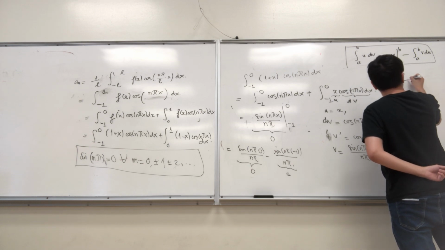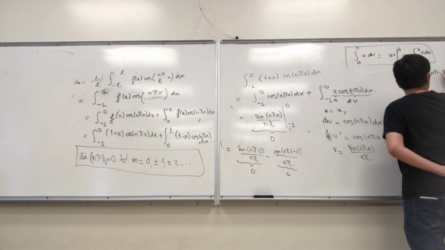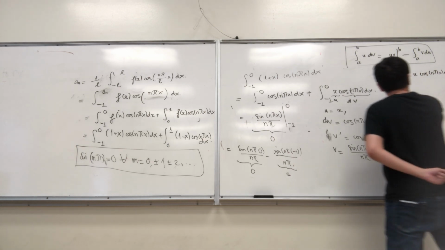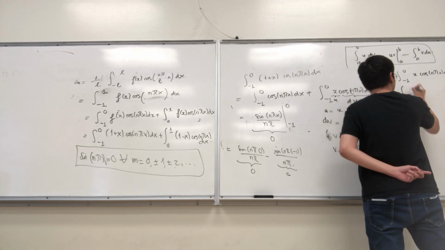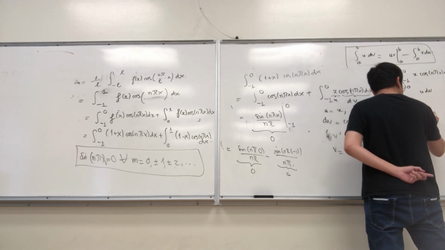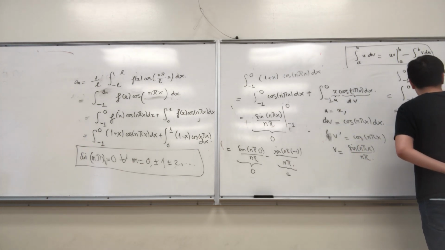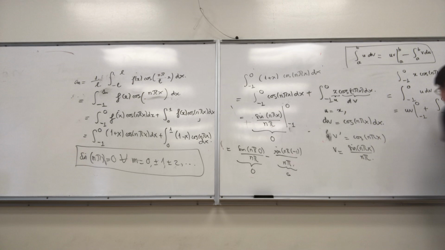So I'm going to have the integral from minus 1 to 0 of x cosine of n pi x dx, which is the integral from minus 1 to 0 of u dv, and this is uv. You take the difference between minus 1 and 0, plus you have the integral from minus 1 to 0 of v du. Right?